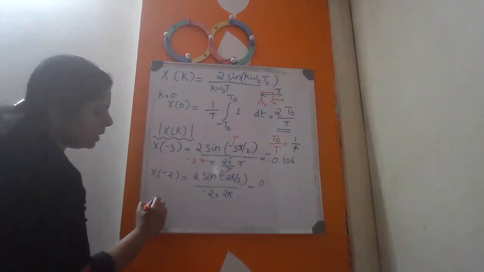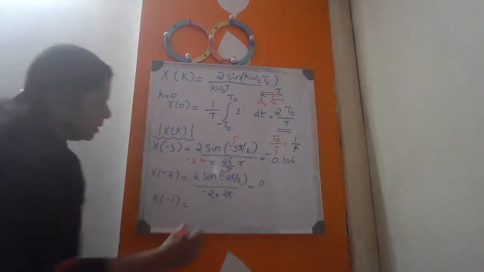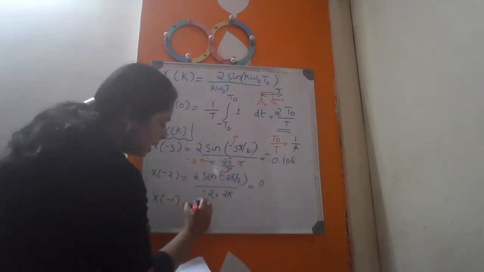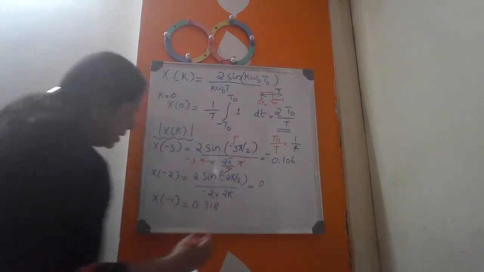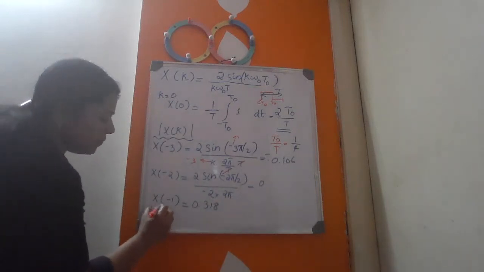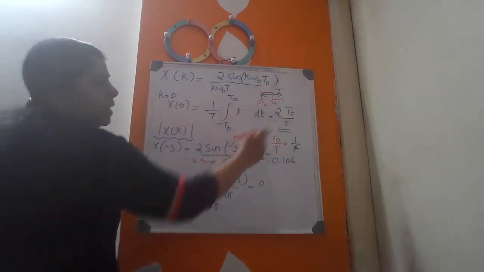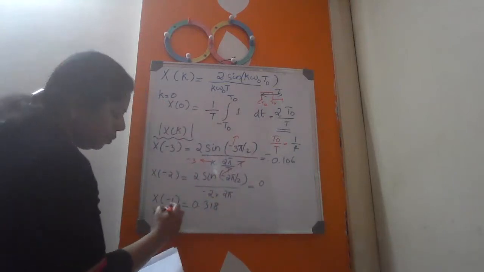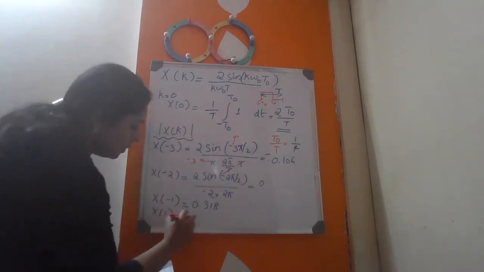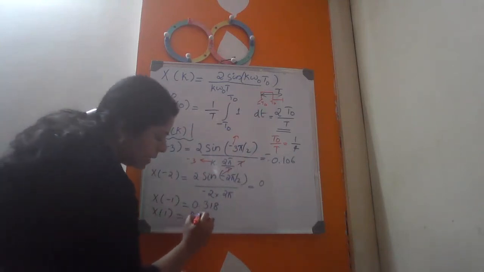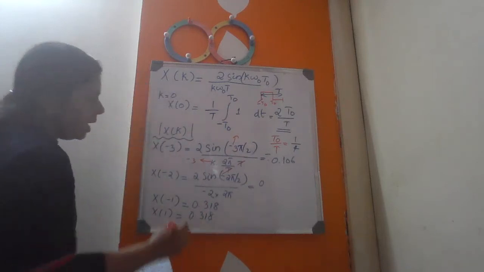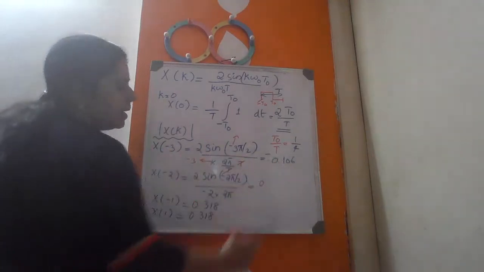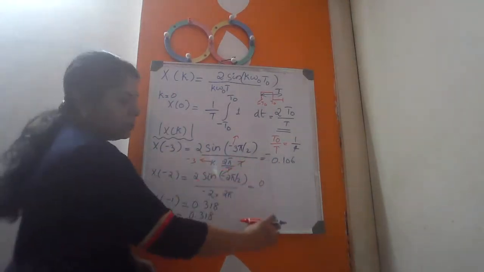Now let us do for x of minus 1. X of minus 1, if I'm substituting, I'll be getting it as 0.318. Now let us calculate x of 0. Actually, we know already the value of x of 0. So let us directly move to the value of x of plus 1. X of plus 1, I will be getting it as 0.138 only. X of plus 2 also, I'll get it as 0. X of plus 3, I'll get it as this thing. So same values only I'll be getting.